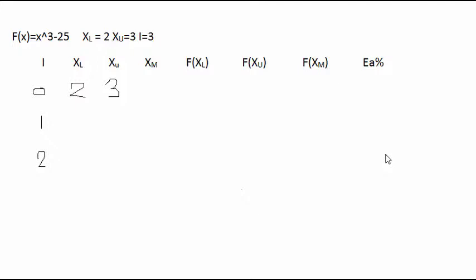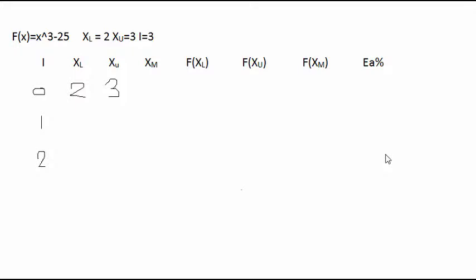We are given a function, x cubed minus 25, and we have set the lower limit as 2 and the upper limit equal to 3. Now, find the root of this function using the bisection method after 3 iterations. We put our answers in a table so that we can easily compare them and apply the algorithm of the bisection method.